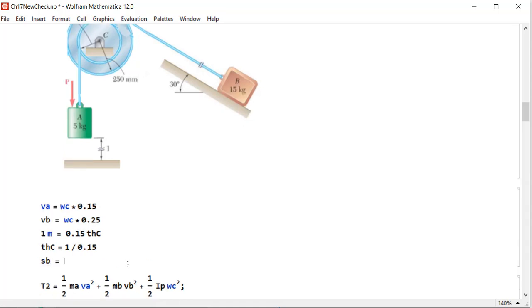So B sliding up the hill is going to be the radius that B is attached at times the angle that the pulley rotates through. Okay, so I have my distance, I have my angle, I have how velocities are related to my angular velocities.